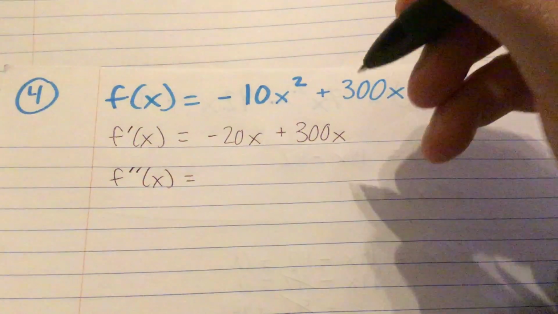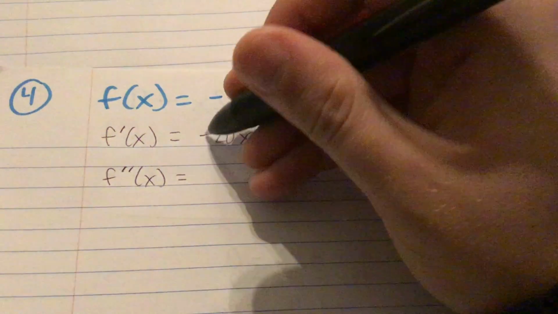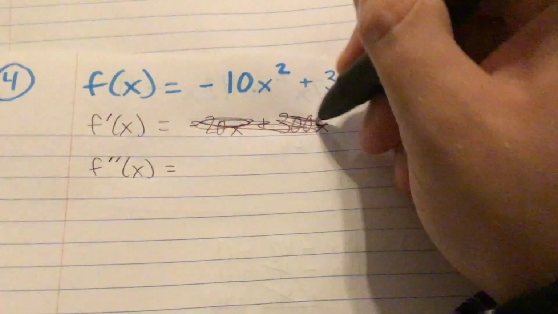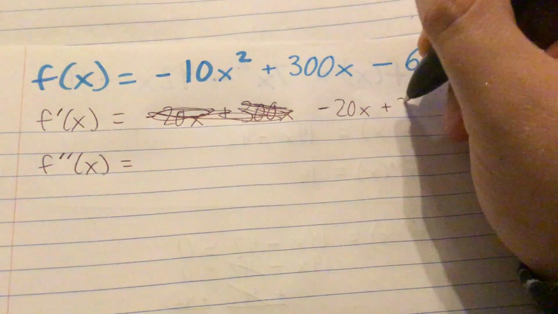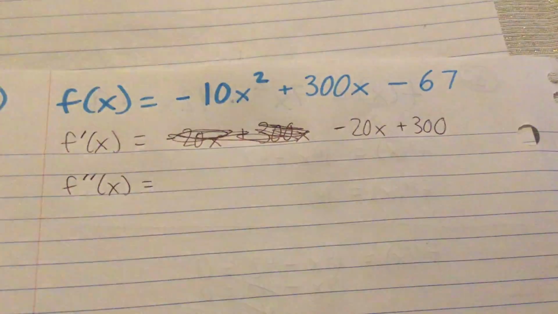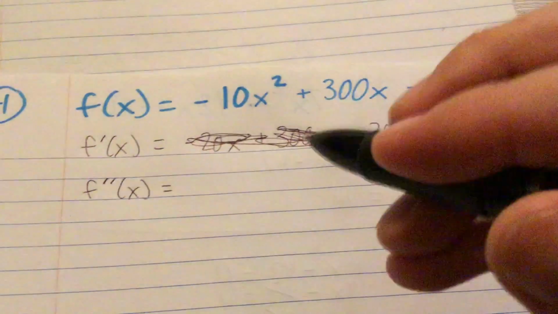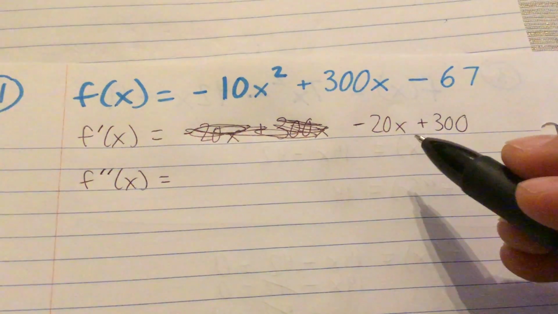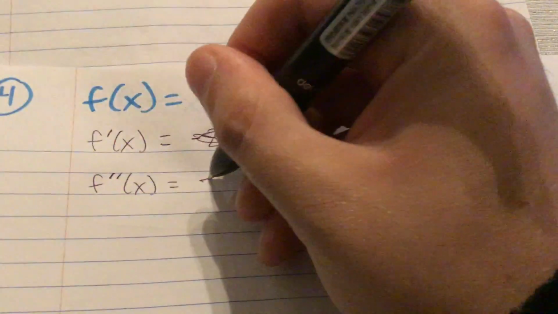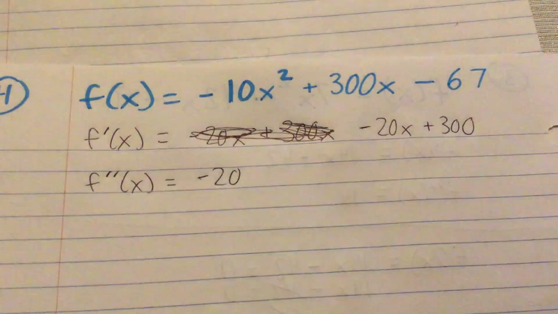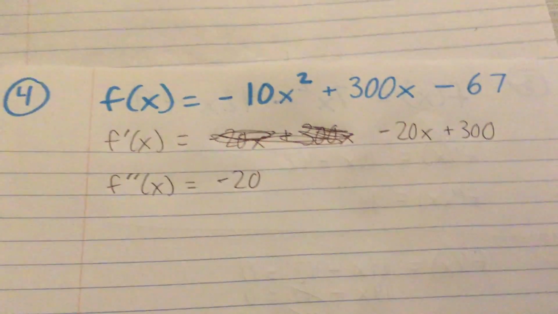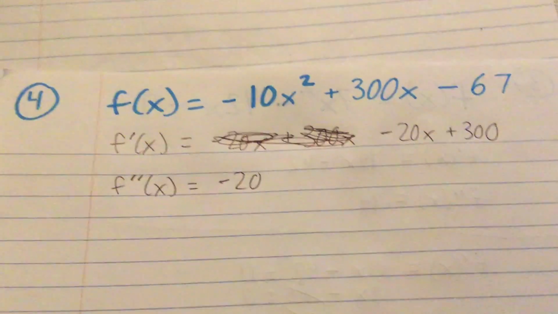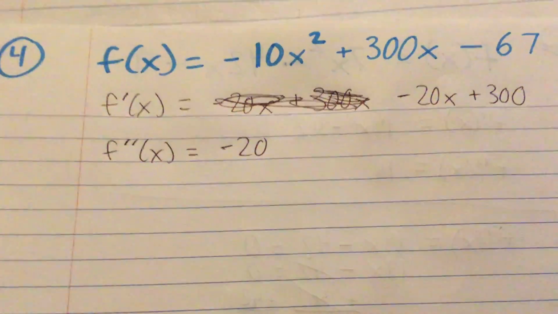Now, wait, hold on. Just make that a little bit clearer. I made only one mistake: -20x plus 300. So that's my f prime of x. I apologize for that. Now let's take f double prime of x. That'd be negative 20. And that's it, because it's very, very exciting, because the derivative of 300, as big as it is, it's still a constant. Therefore, the slope of a horizontal line is 0.